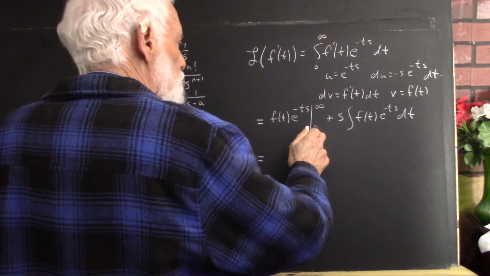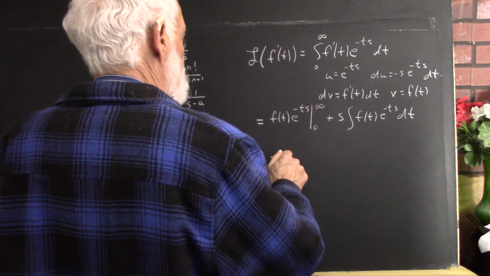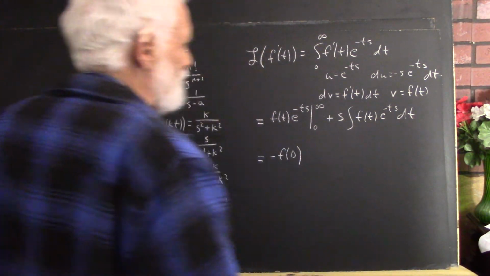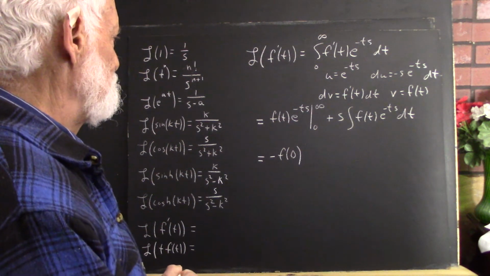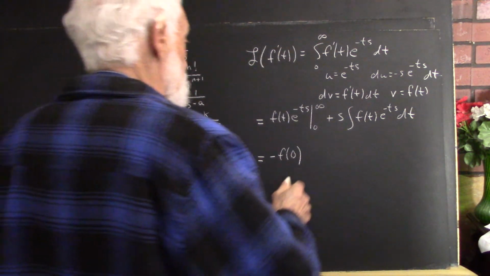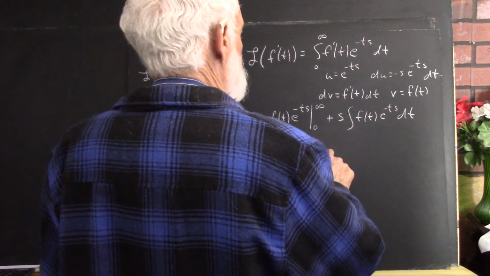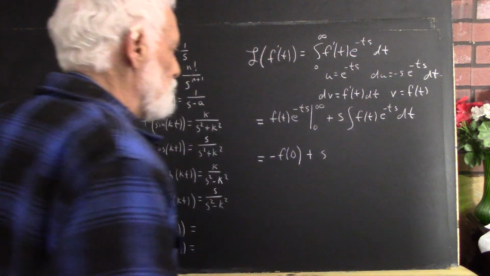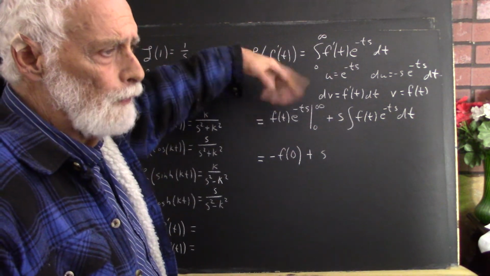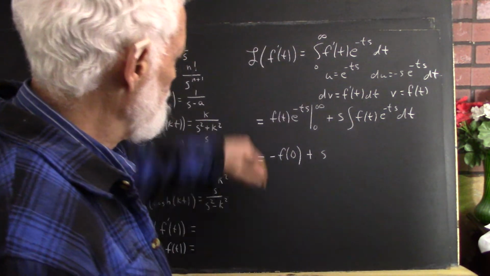When t equals 0, this is just f of 0 times 1. So you're going to have a minus f of 0, and there's a minus sign. Well, there it is. And then it's going to be plus s, also at infinity. Remember, there are conditions on f of t. It can't grow faster than the exponential function. It has to grow more slowly than the exponential function.